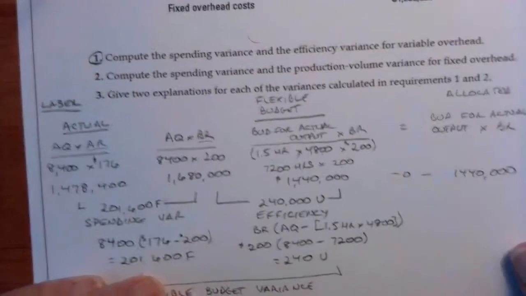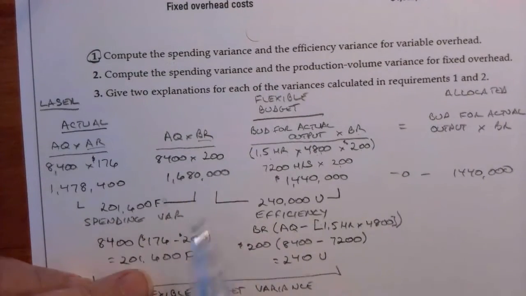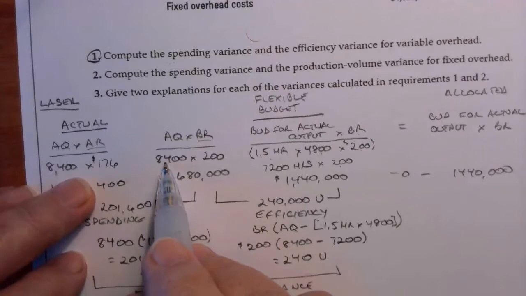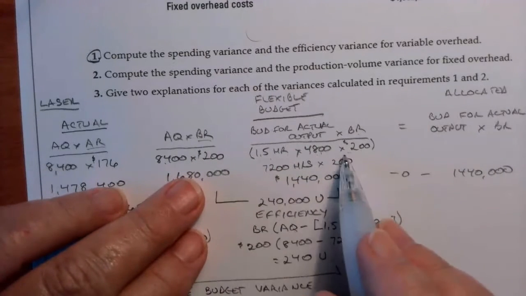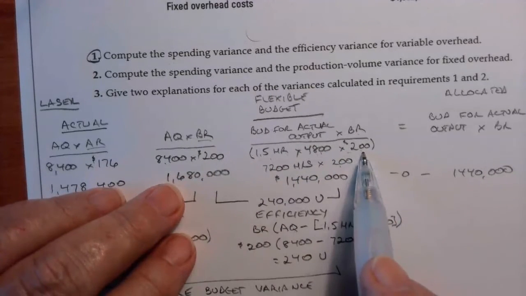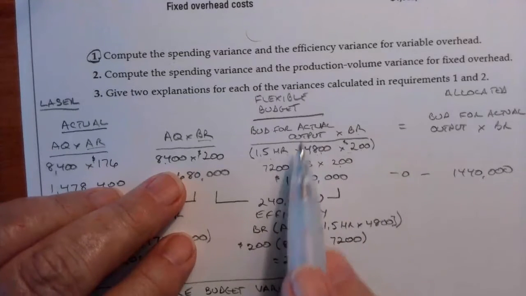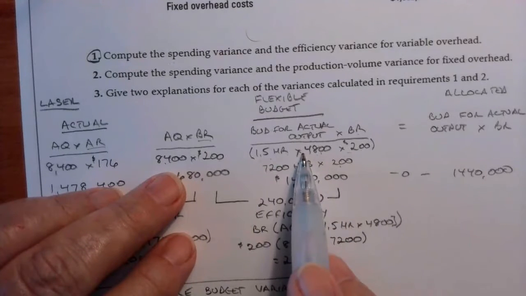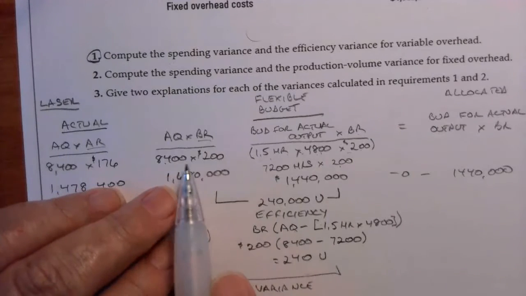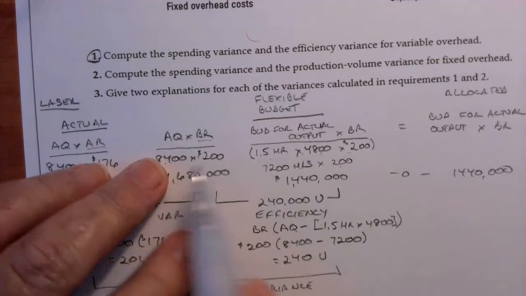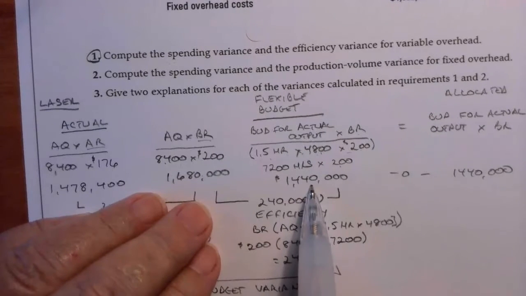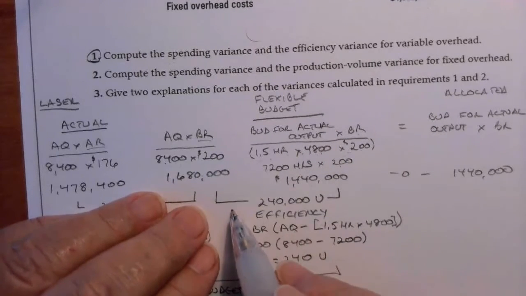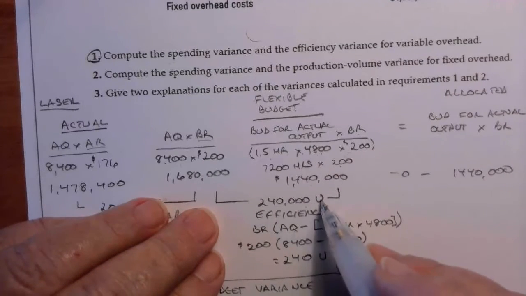Now let's look at the middle column. The formerly flexible was 8,400 actual hours times $200. So the difference between these two, they're both $200. The difference is just in the quantity. This is the budgeted amount for actual output, just like it used to be before, and this is the actual quantity. So the difference then between 1,680,000 and 1,440,000, we've got an efficiency variance of 240,000 unfavorable.